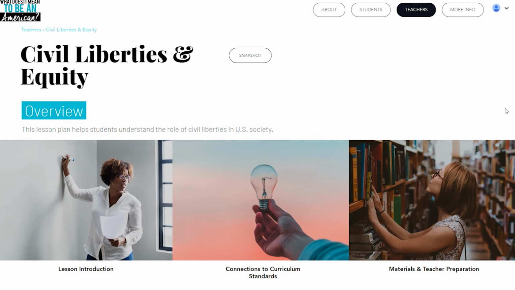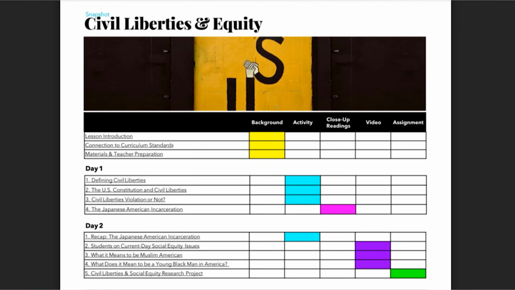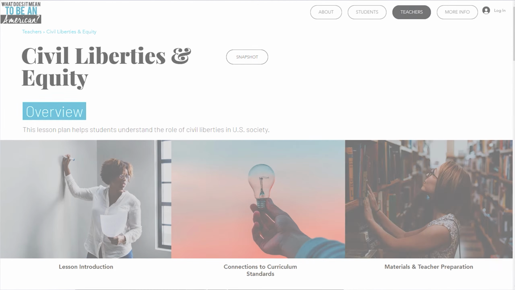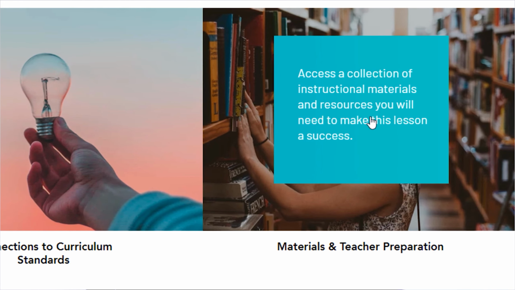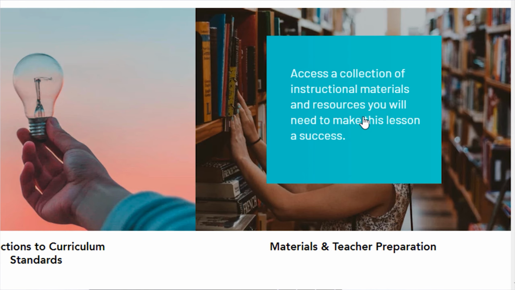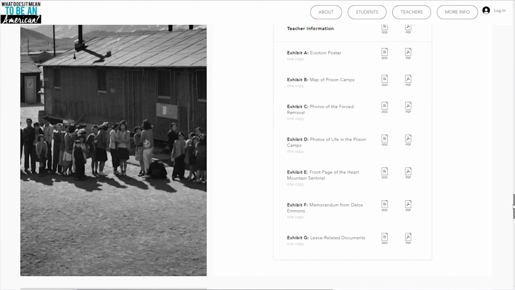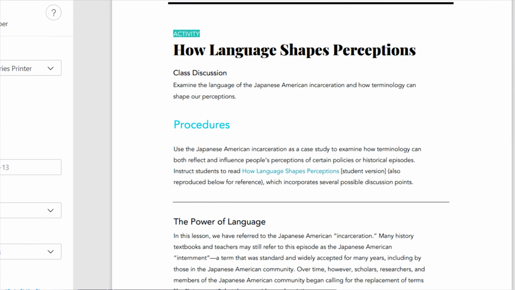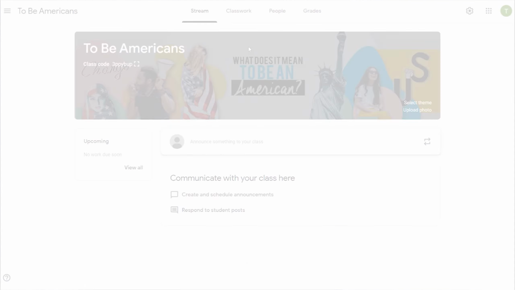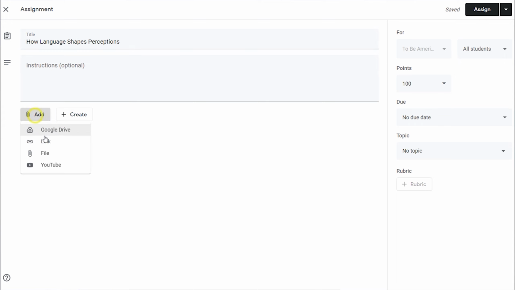You can also click on the snapshot button to see all the components of this lesson arranged in a table. Familiarize yourself with the subject matter by reading the lesson introduction and materials and teacher preparation pages to get information about the content of this lesson and to know how to get ready. A reminder that you can print PDF or Google Doc handouts for students from this page. If you're using Google Classroom, you can also copy the student links from each web page.